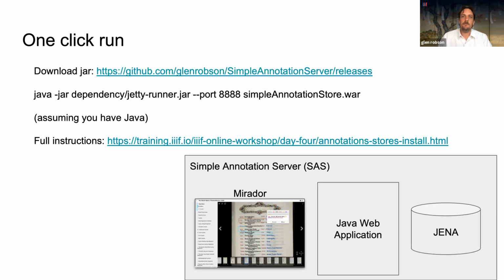And that includes a copy of Mirador and a copy of the Java web application. I've shown a screenshot here of the Book of Remembrance customized Mirador, and we store that in this one-click download as an example, but we also have the out-of-the-box Mirador 2 available in that package. And that uses the Jena linked open database to store just on your local file system. And we use this as part of the training. And if you want to go to this URL, there's some full details about how to install the Simple Annotation Server locally.